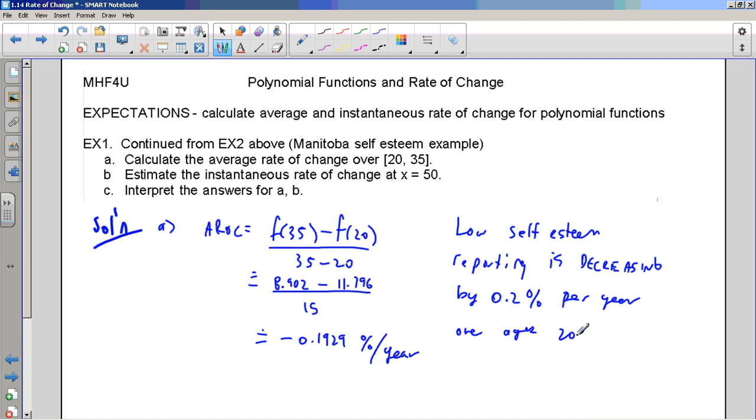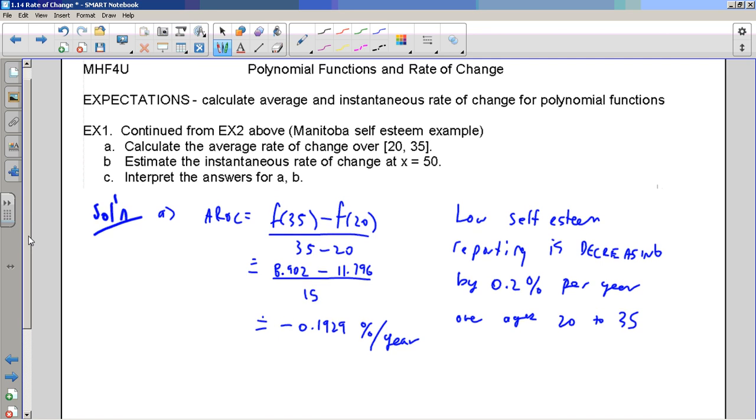By the way, I think that makes sense, right? So 20-year-olds are just getting into university and stuff like that, and they might be struggling a little bit with finances or future or with family or whatever. By 35, I think most people would probably be more established and probably have higher self-esteem. So it makes sense that the percent of people reporting low self-esteem would be decreasing over those ages. I think that makes sense.